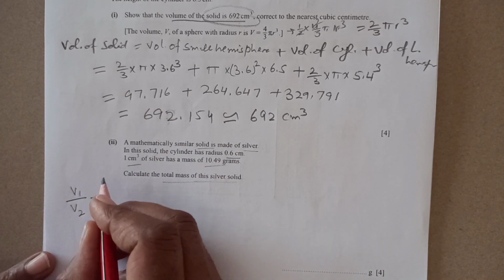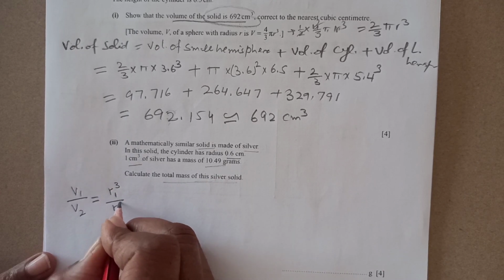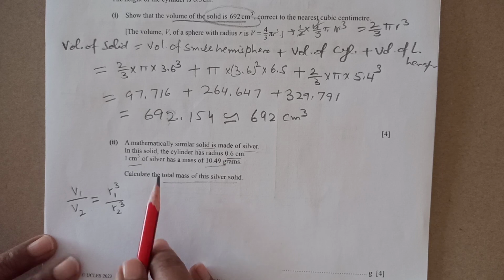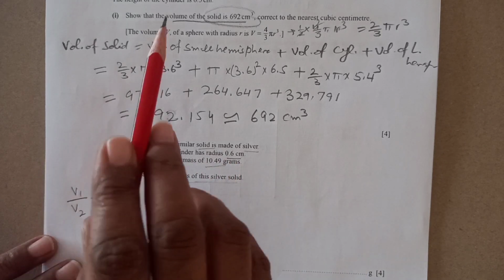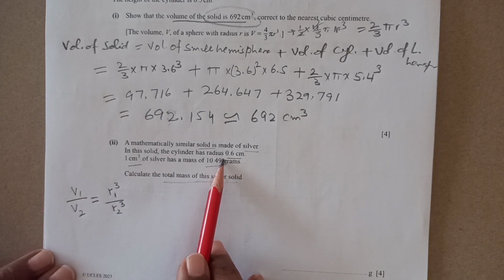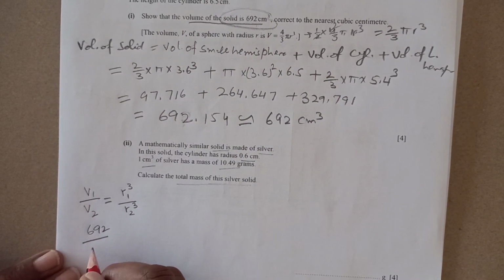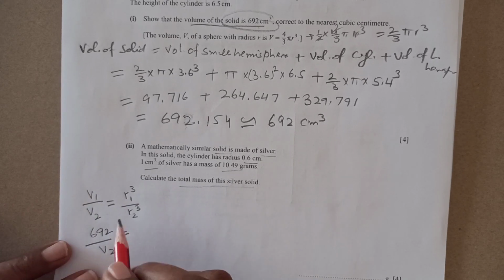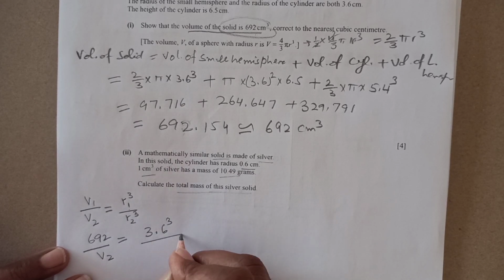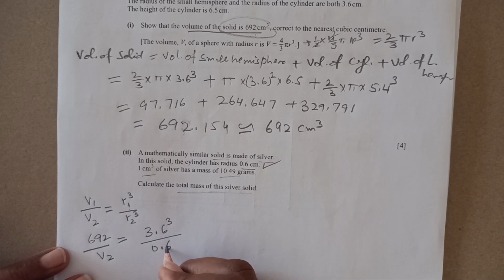So the volume, when the shapes are similar, then we have the radius here, so one dimension, that is going to be cubed. In this solid, the cylinder has a radius of 0.6. So we have the one volume here. One volume is 692. The second one we don't know, I can just put here V2, and the radius of this one is 3.6 cubed over R2. R2 is 0.6. We have 0.6 cubed, right?